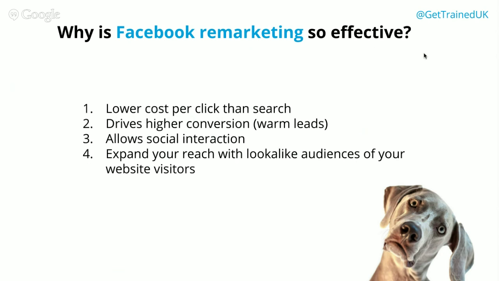Number 3, allows social interaction. Any Facebook advertising appears in people's news streams on Facebook. So just like any other post, people can like and comment on the ads, which is great. Your Facebook audience can like the posts, which is great for social proof and increases the trust aspect. And if they've got any questions at all, they can comment on the post and you can comment back to them.